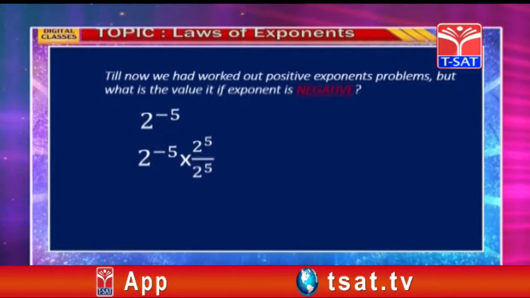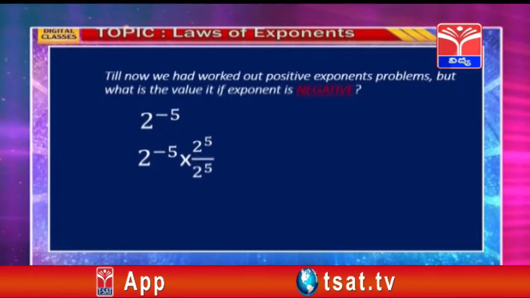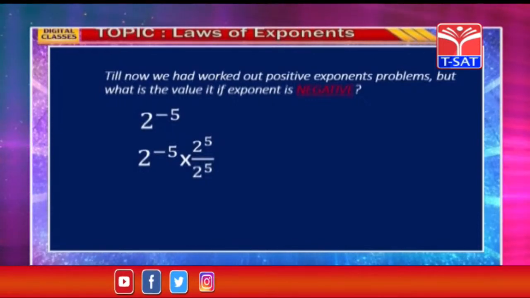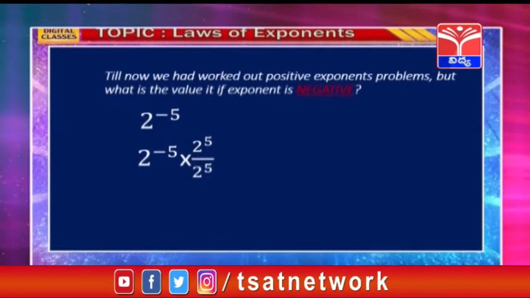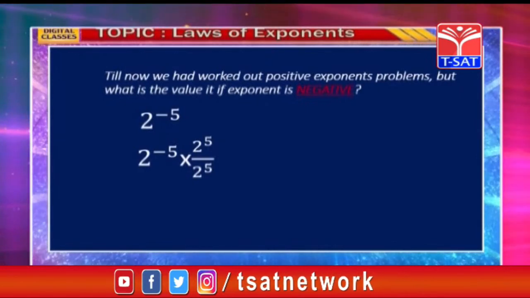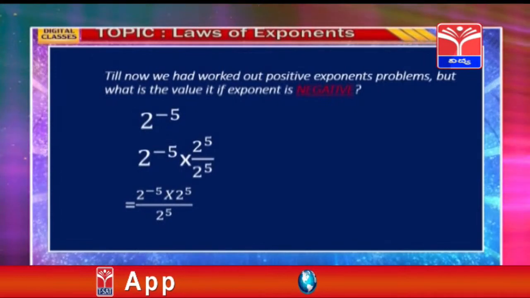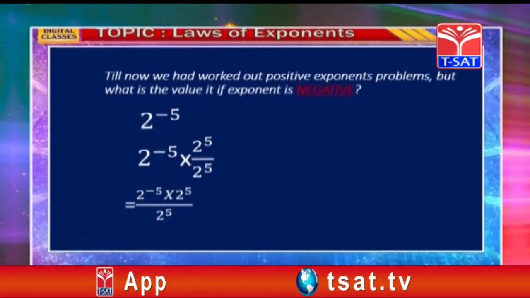We are multiplying 2 to the power of minus 5 with 2 to the power of 5, and dividing by 2 to the power of 5. We are multiplying and dividing. Okay. Now what happens? 2 to the power of minus 5 into 2 to the power of 5.